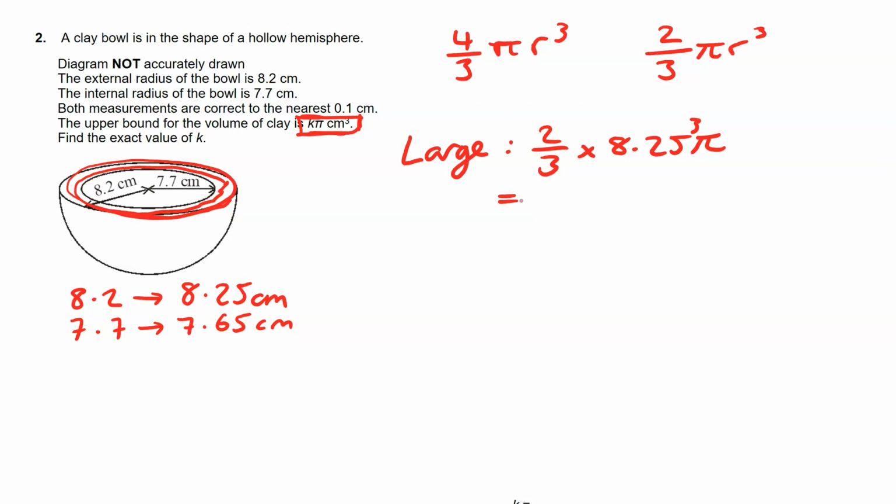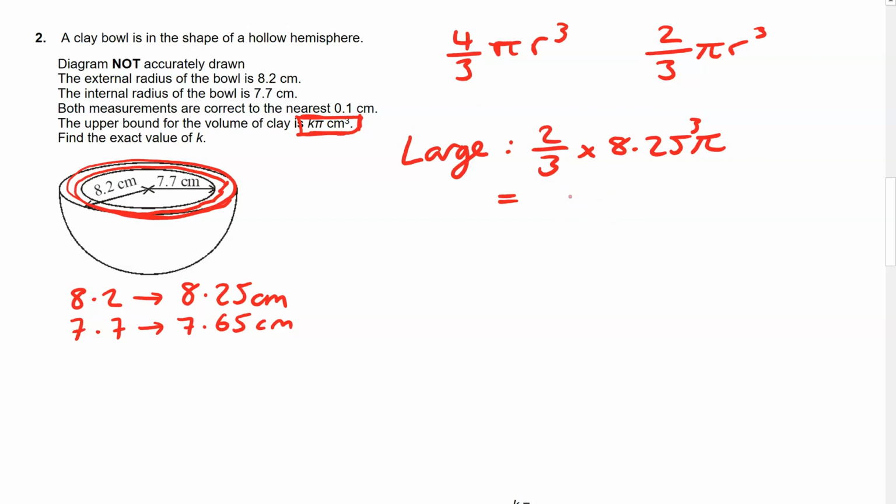8.25 cubed times 2/3. Got 4.125. Why doesn't that feel right? Oh well. 4.12. Oh, I've typed something wrong there, haven't I?